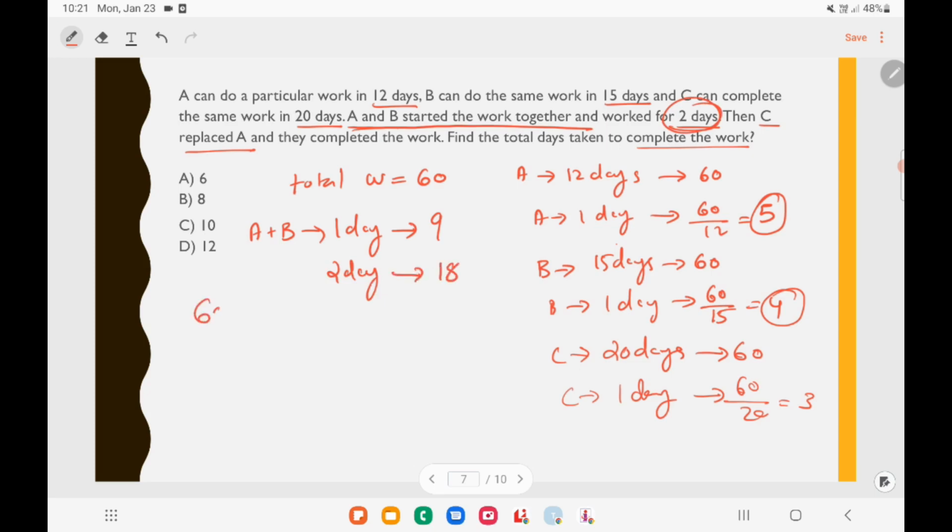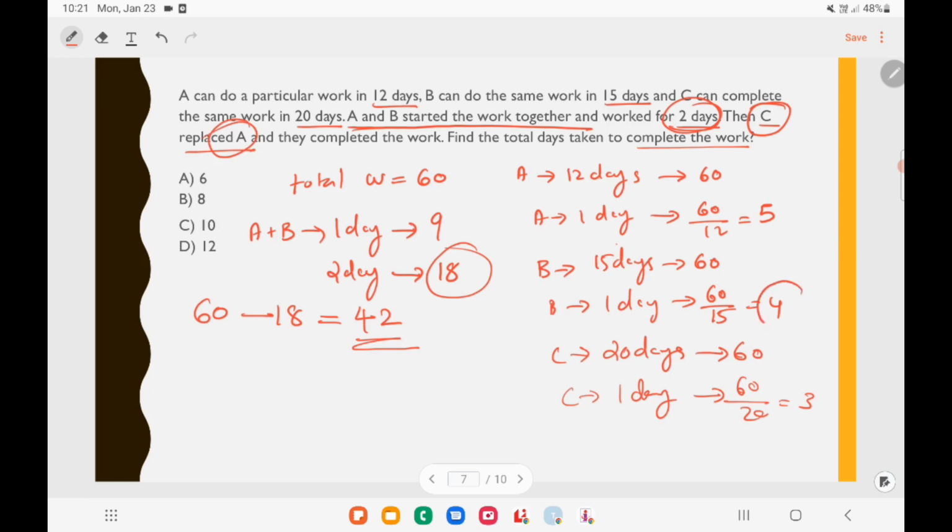We have total 60 work. So in 2 days 18 work is completed. That means balance 42 work is there. So for doing that 42 work, C replaced A. So now C and B are working together, right?